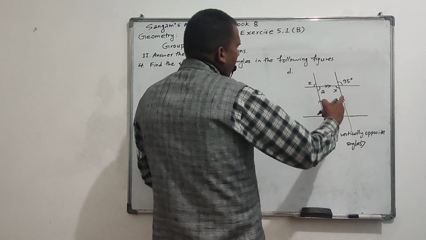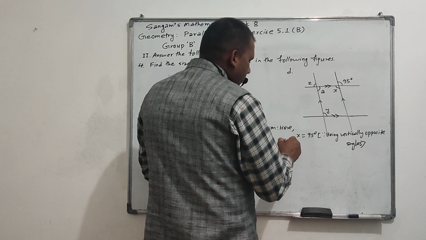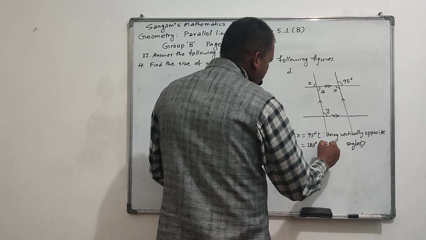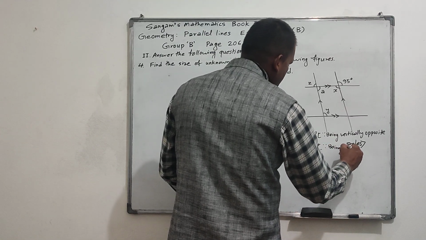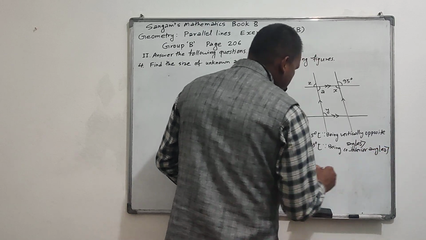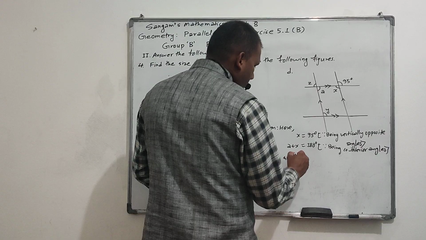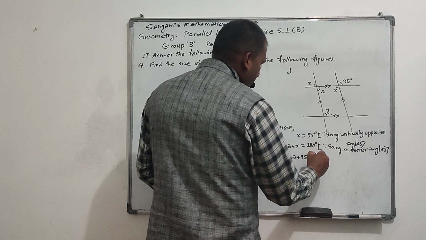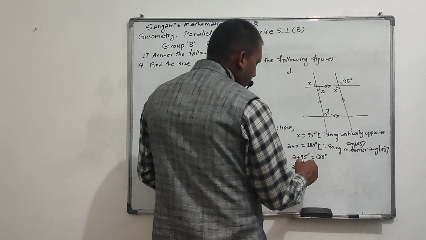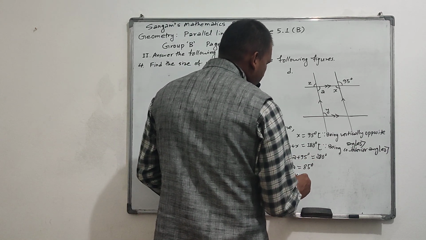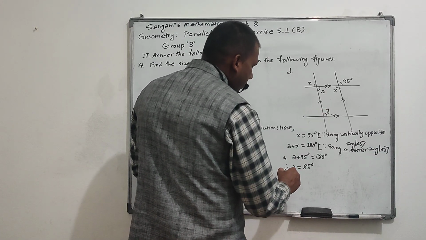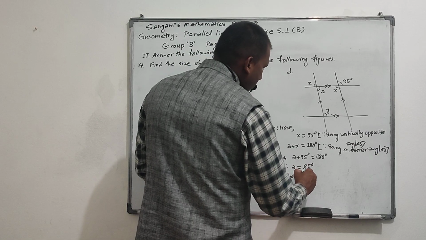Then x and a are co-interior angles. Then a plus x equal to 180 degree, being co-interior angles. The value of x is 95 here, so a plus 95 degree equal to 180 degree. Therefore a equal to 180 minus 95, that is 85 degree.